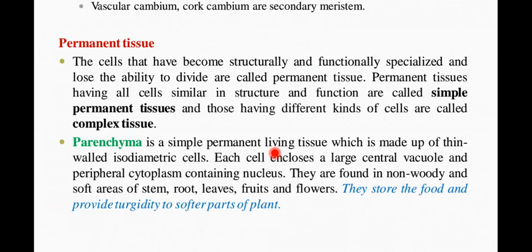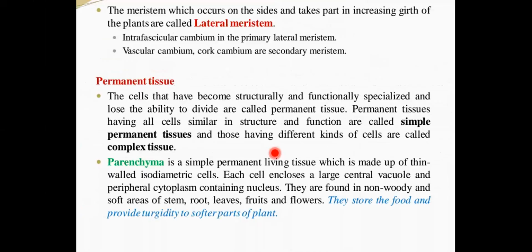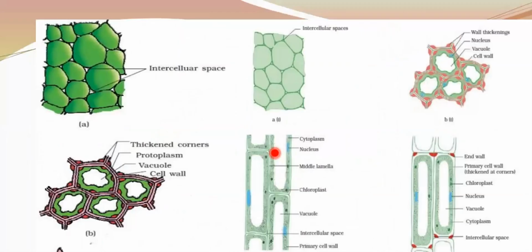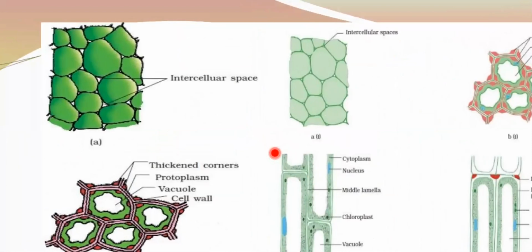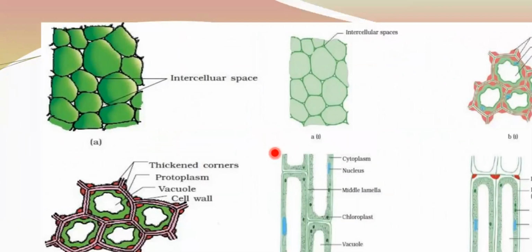They can even do photosynthesis. They can even do the process of secretion. So you can see the diagrams here for different types of tissue. This is the parenchyma diagram what you are seeing here. Okay, so they may show the presence of intercellular spaces. Okay, the cells can have intercellular spaces here. They may show it. Okay, and the cells are isodiametric in nature, spherical or oval, polygonal shape.